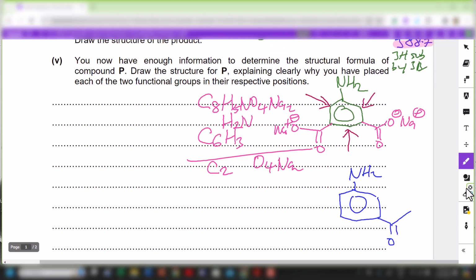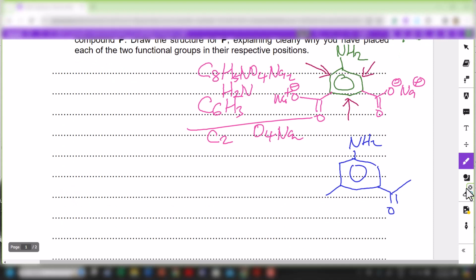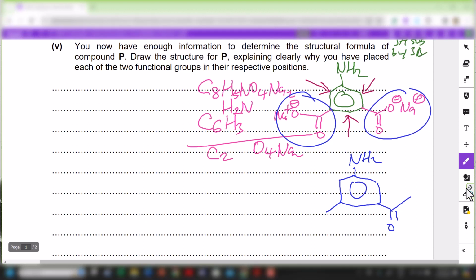Okay, so therefore one of the side chains must contain 2 carbon. Then the other side chain is just likely to be a CH3. Okay, yeah, so the CH3 undergoes side chain oxidation to give me the carboxylate salt. The ketone also undergoes side chain oxidation to give me the other carboxylate salt. Yeah, so the structural formula of my unknown P is likely to be the one I have drawn in blue.